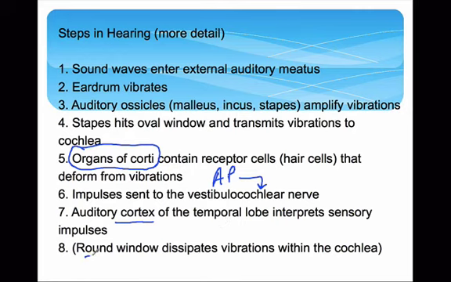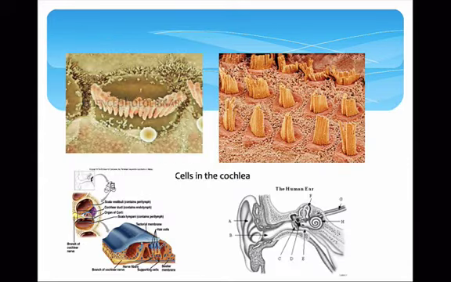And the round window, which is located below the oval window, actually dissipates vibrations that maybe are too great and could actually damage this whole system. Here's an electron microscope showing you the hairs inside what's called the organ of Corti, right here. And these hair cells are embedded in a membrane.